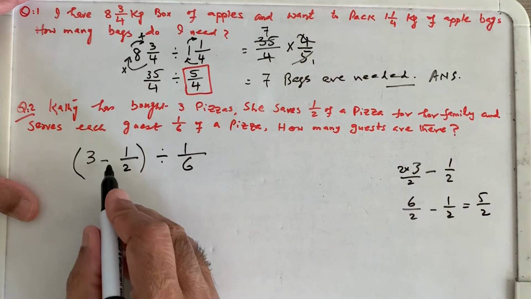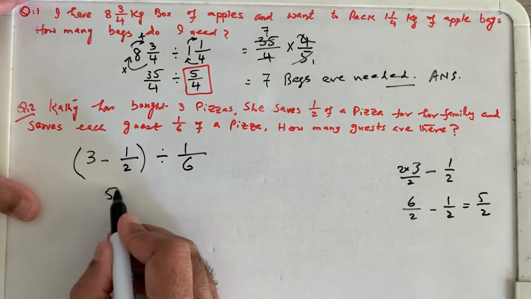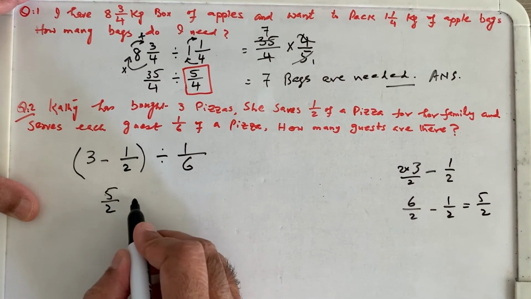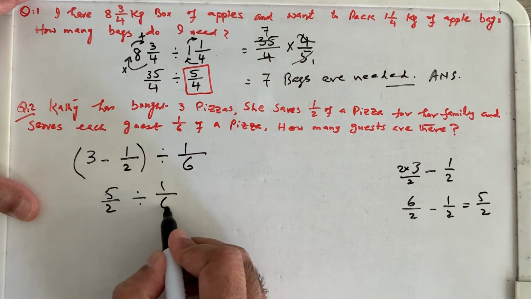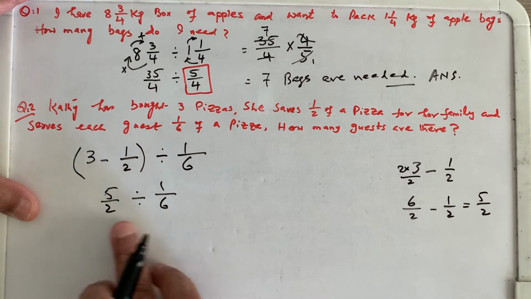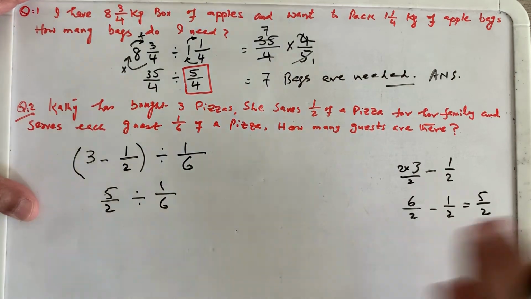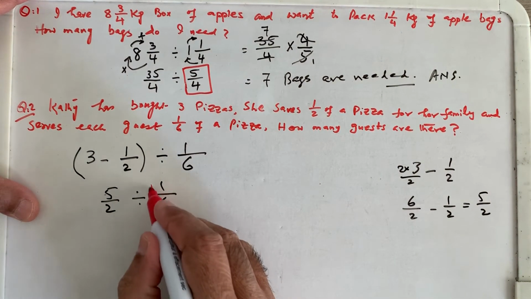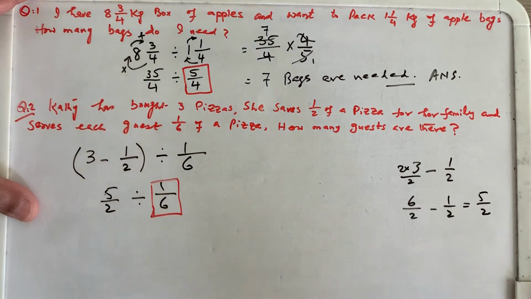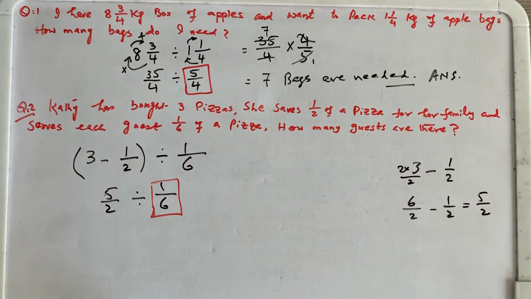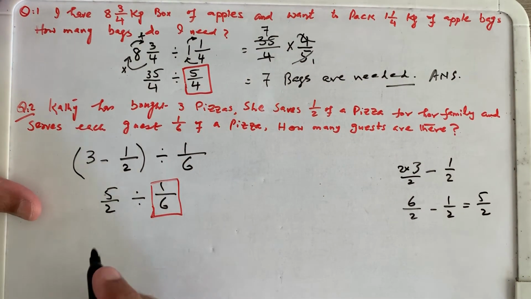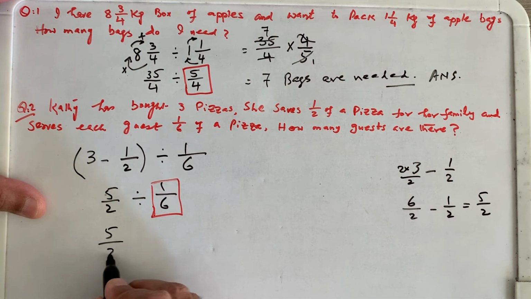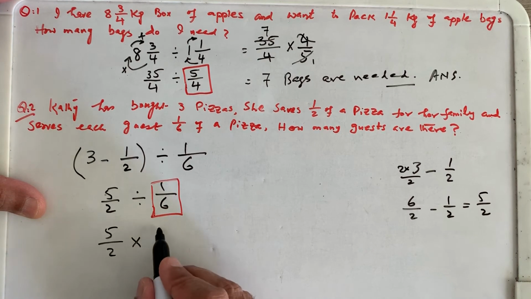That means this portion comes out as 5 over 2, divided by 1 over 6. And we know that if fractions are dividing, we can flip the next fraction and change the sign of division into multiplication. So which fraction do we have to flip? 1 over 6. So 5 over 2 multiplied by 6 over 1.